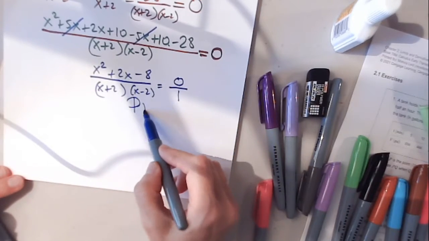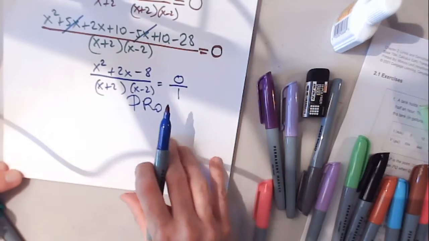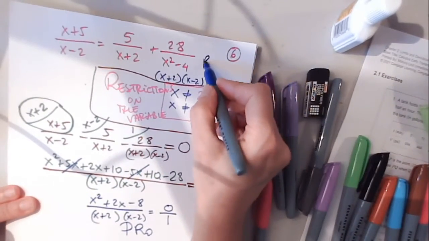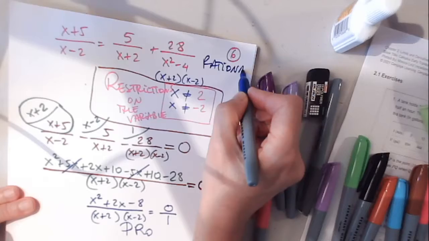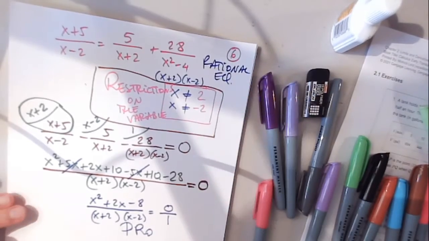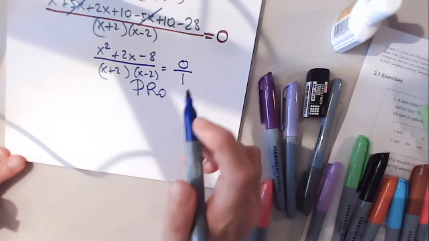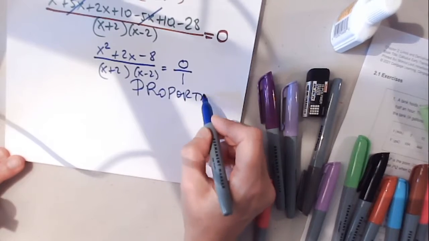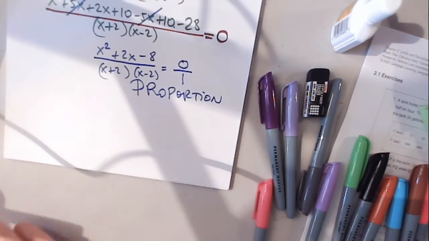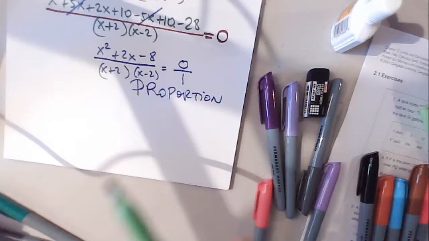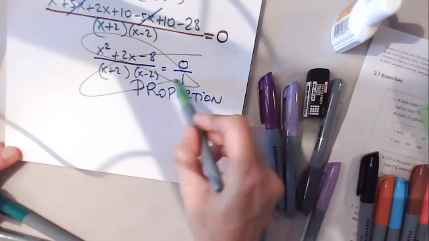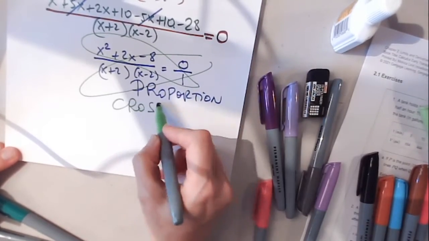But this is a very important type of rational equation. I should have mentioned this from the beginning. I'm sorry. It's a rational equation. So it's a proportion. In a proportion, and only in a proportion, we can do this. We can cross multiply.